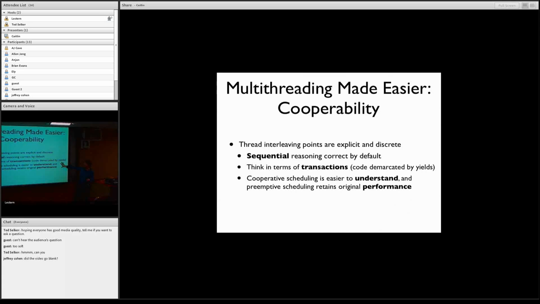So just to summarize cooperability, you have explicit discrete thread interleaving points in your program. You have sequential reasoning everywhere because you know exactly the points where you need to think about interference. And the developer will think in terms of transactions, code demarcated by yields at both ends. Our thesis in this work is that cooperative scheduling is easier to understand, which we're trying to test, and preemptive scheduling will retain the original performance. So that's the meat of cooperability.